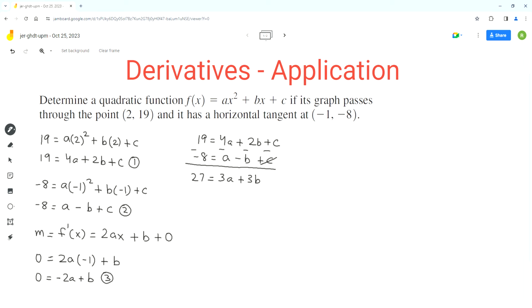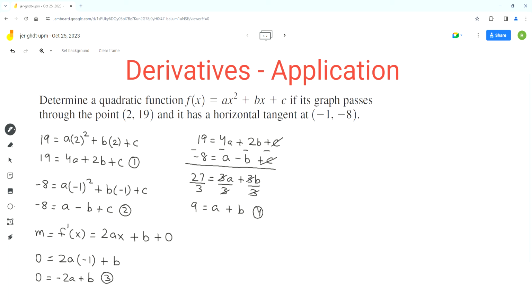And the c terms will cancel each other. So this equation has only a and b in it. Now we can reduce this equation by dividing each term by 3. So on the left side, 27 divided by 3 is equal to 9. So 9 equals a plus b. So the 3's cancel each other out. So this is our equation number 4.